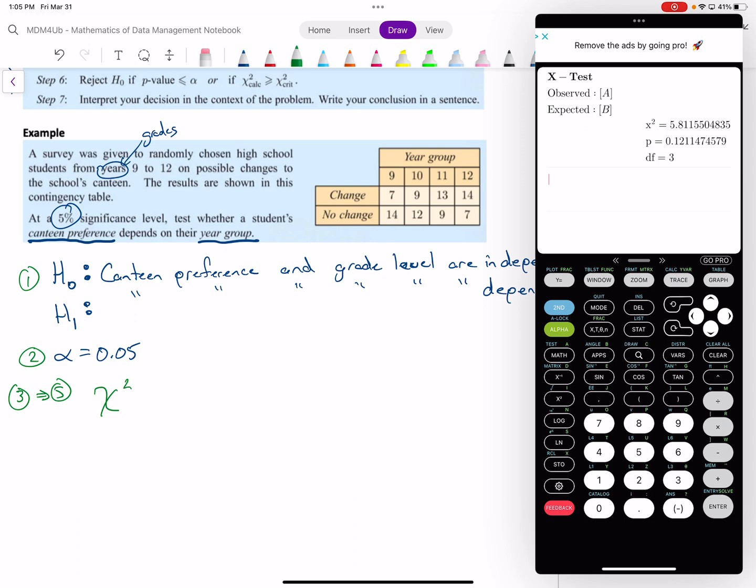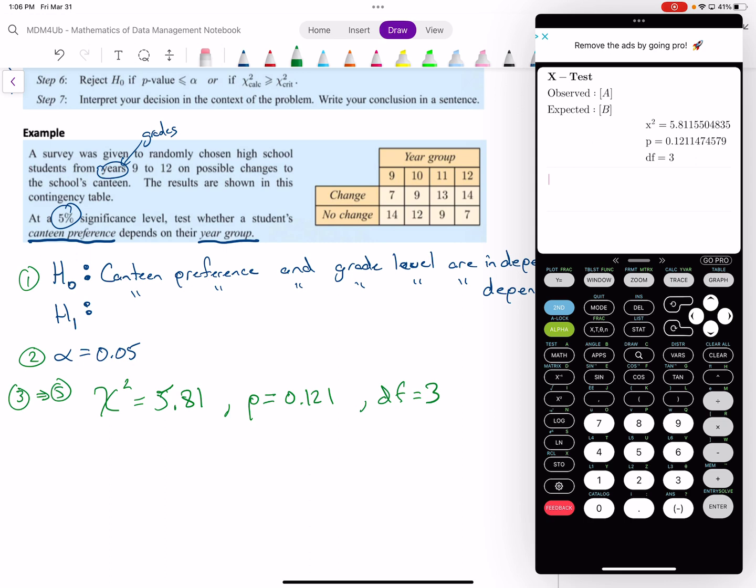I get a chi-squared value. Did you get the same thing? 5.81? Yeah. Great. We'll round it to 2 decimal places, let's say. My p-value is 0.121. And my degrees of freedom, not that you really need to know them, is just 3. This is not super relevant for what we're doing, but it's okay to keep it.